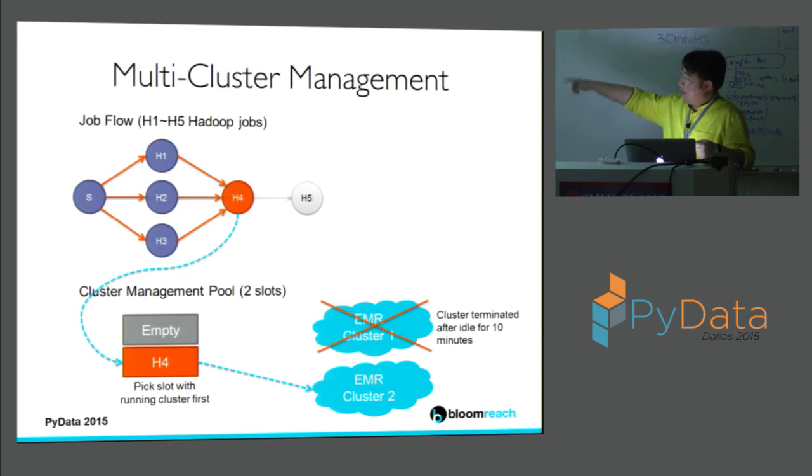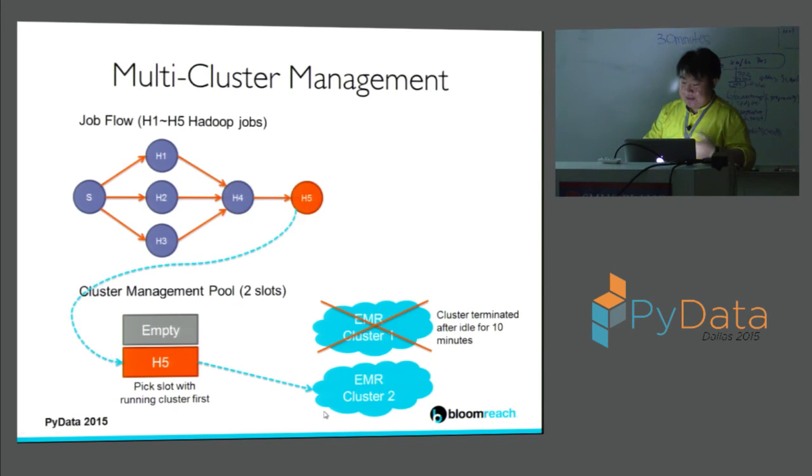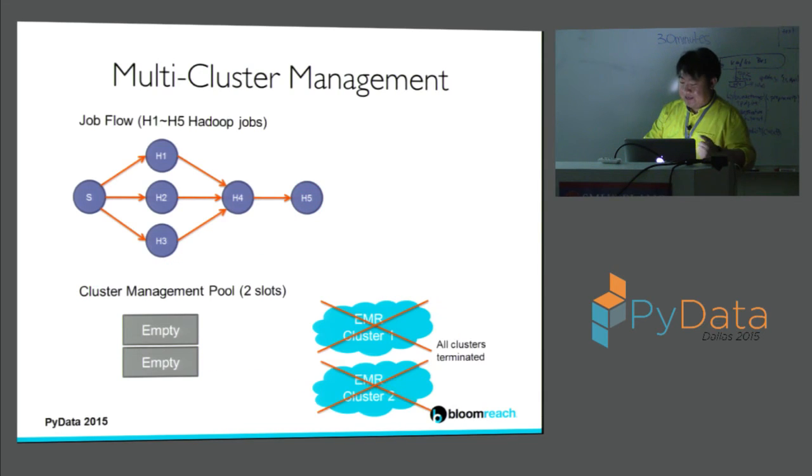So in this case, when H4 tries to pick the empty slot, it will try to pick the one with the currently running cluster. We use a priority queue here, so we won't get this empty slot by default. Because if H4 gets this empty slot, then you need to create another cluster, which is not efficient. And then similar for H5. And after everything is done, then all the clusters are destroyed.